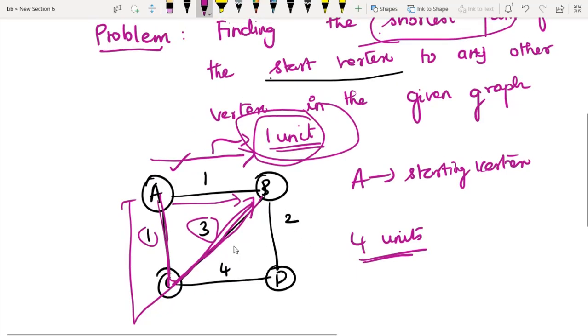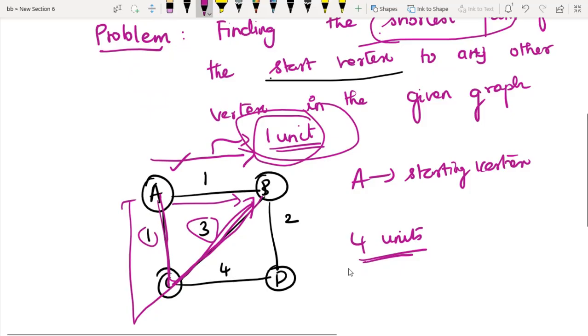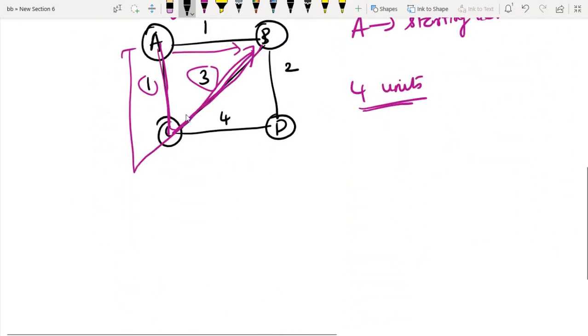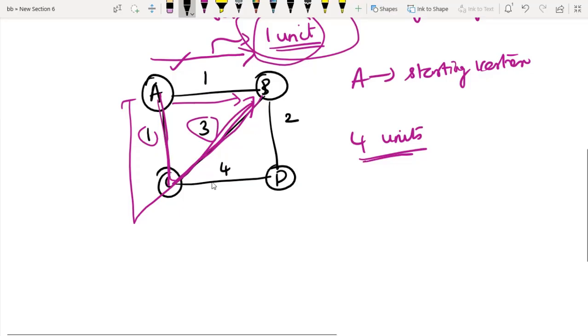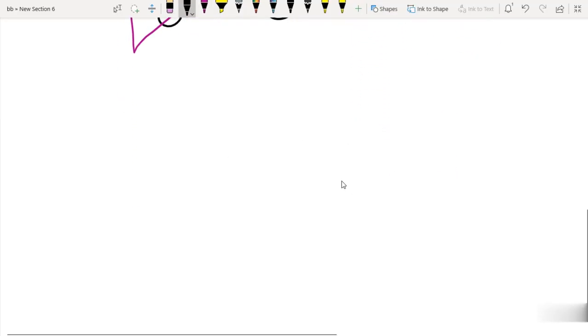So that has to be found. Practically we can easily find that, but that has to be found using a procedure, using an algorithm, and that algorithm is called Dijkstra's algorithm, right? Dijkstra's algorithm provides a procedure to find the shortest path from the start vertex to any other vertex. I hope it is clear. Let me take a very simple example and explain the working of Dijkstra's algorithm. Then I'll move to a complicated graph and apply the algorithm there.